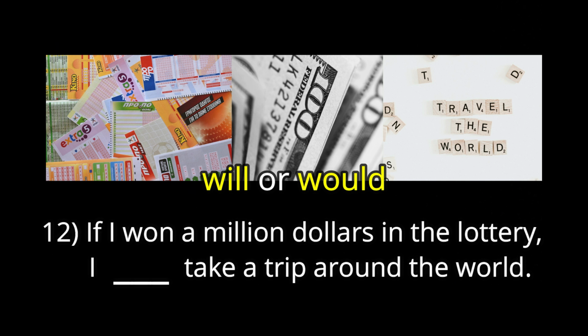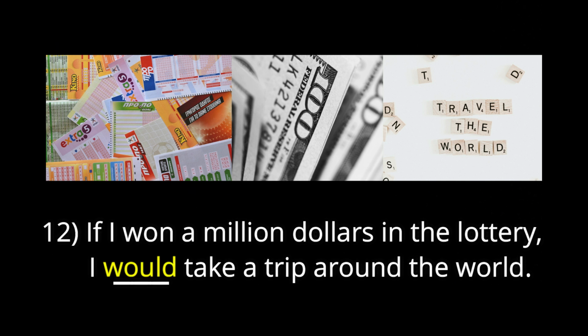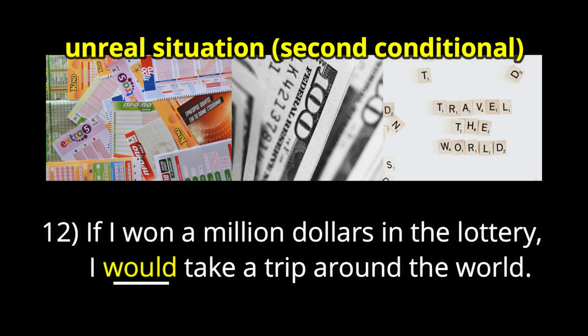And the answer is, if I won $1 million in the lottery, I would take a trip around the world. This is an unreal situation and the second conditional, and we use would. All right, number 13.